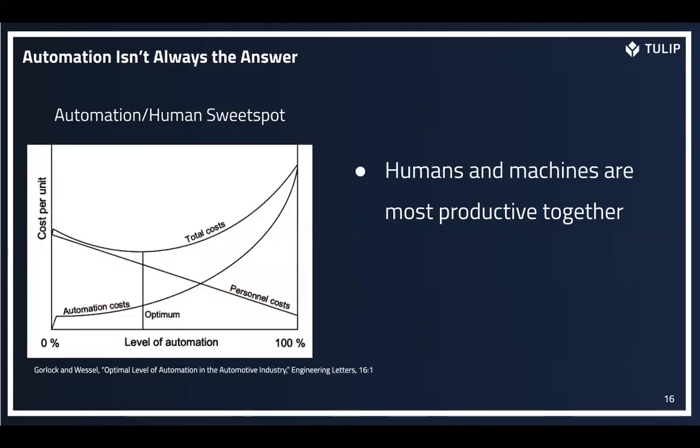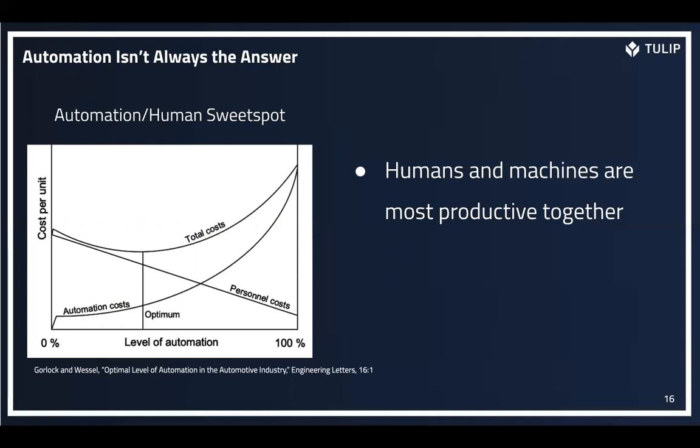And for a really long time, commentators have argued that there is an ideal balance between automation and human labor. This is a graph from a 1993 engineering paper that argues as automation costs rise, you can see that this lower rising line, the total cost of an operation, rises proportionally. And this vertical line right here represents the optimum balance between labor costs, which start out the highest, and automation costs, which quickly take over.